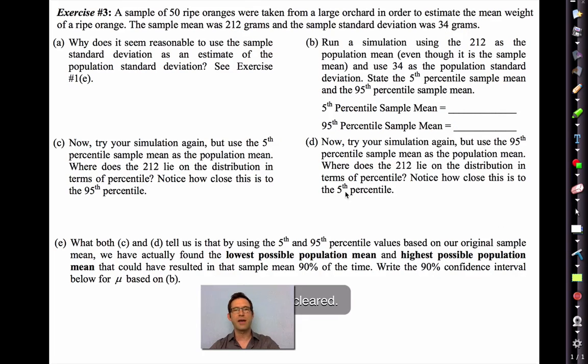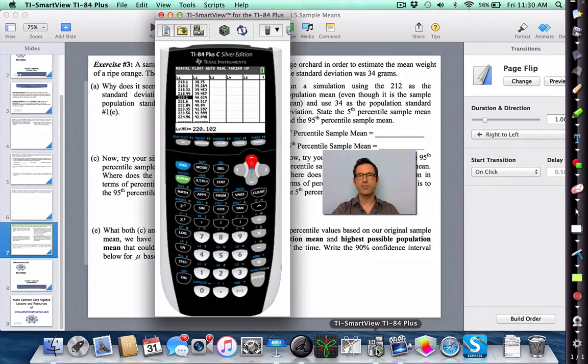I'll write those values back in there again, but we're doing another simulation. We're going to go into program, down to normal sample. This time I'm putting in a mean of 205.438, and a standard deviation of 34. I'm going to put in a sample size of 50, and I'm going to put in 100 samples.